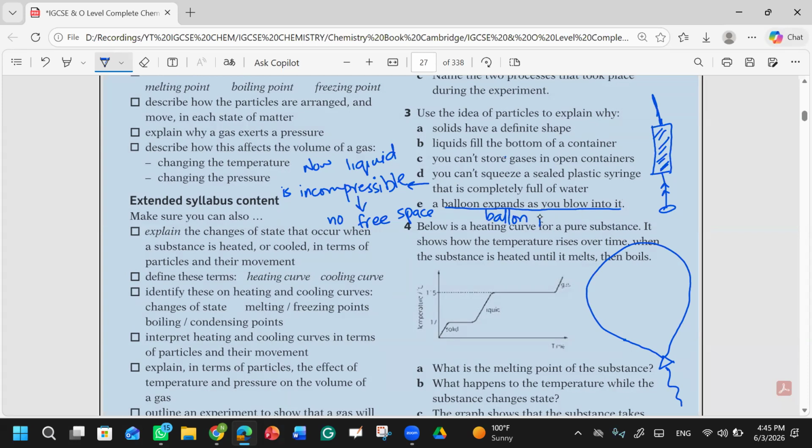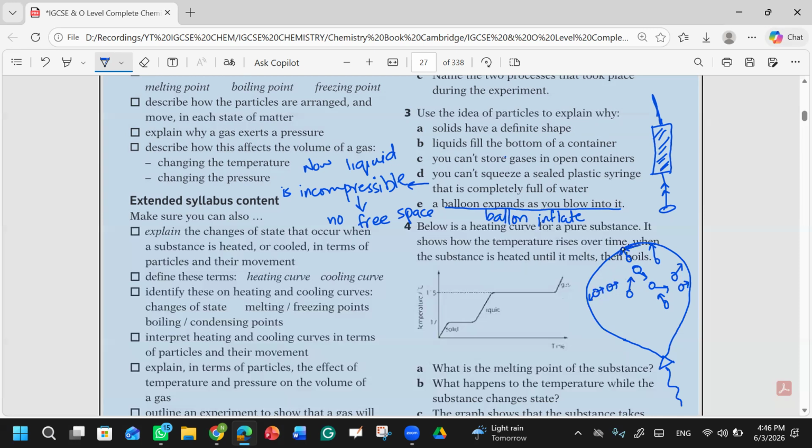Basically, what is happening when you are blowing it is that you are filling the gas in it, right? And when there are more particles, the particles will strike with each other, and they will strike with the walls of the balloon as well. They will strike with each other as well as with the walls of the balloon. Clear?